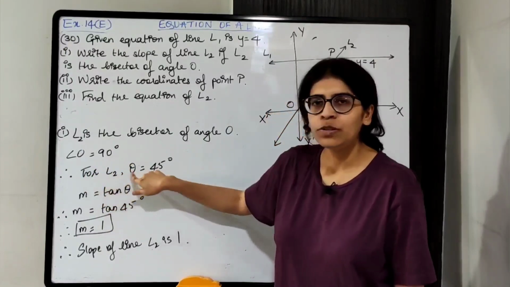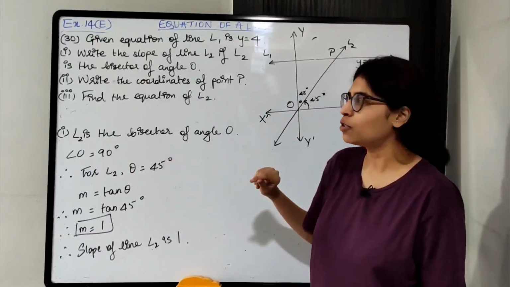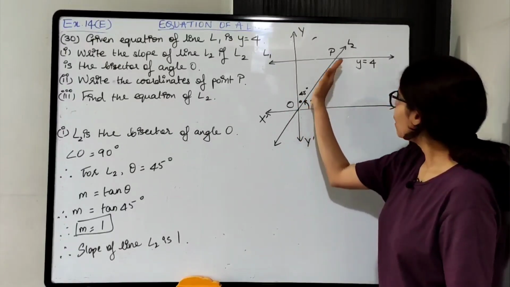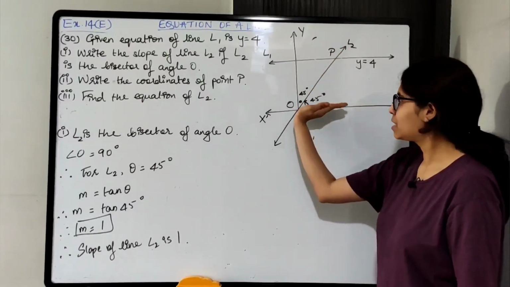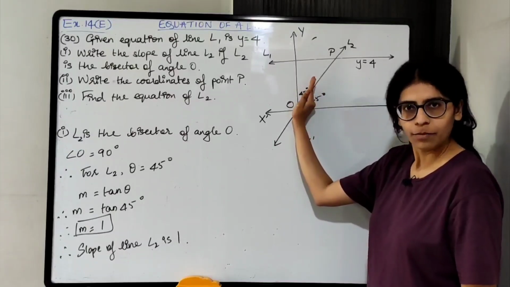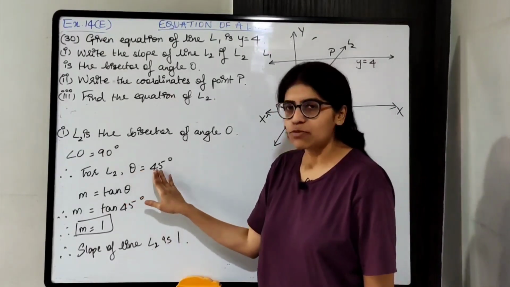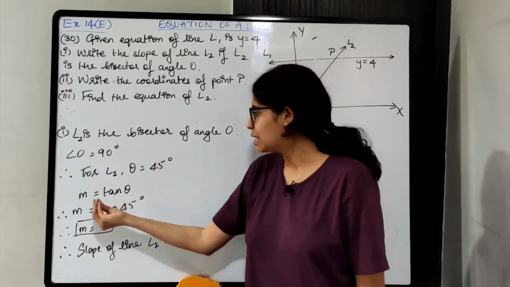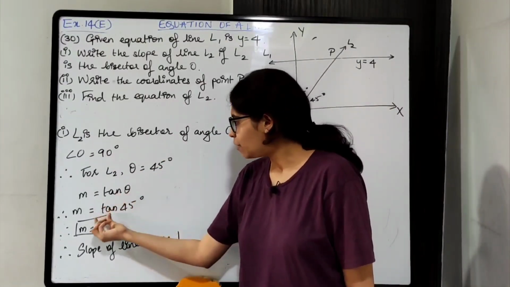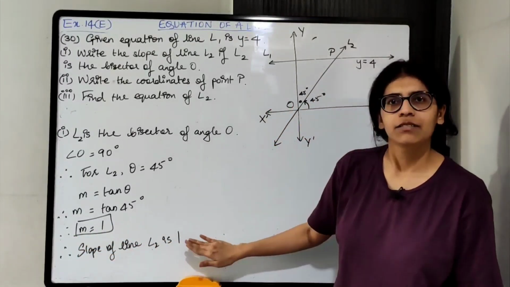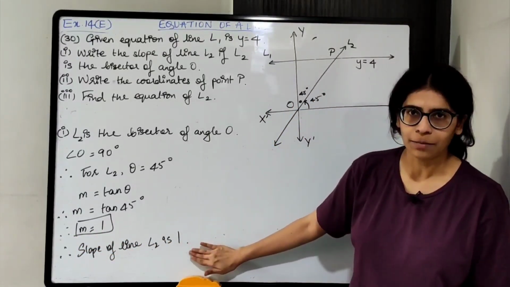So for L2, what will theta be? It will be 45 because it will be dividing into two equal angles, that is 45, 45. So L2's angle with the x axis will be 45 plus 45, okay, because you are going anti-clockwise. So theta is 45. What is the slope? It is tan theta. So tan 45, that is nothing but 1. So write down the statement after that. Slope of line L2 is 1.